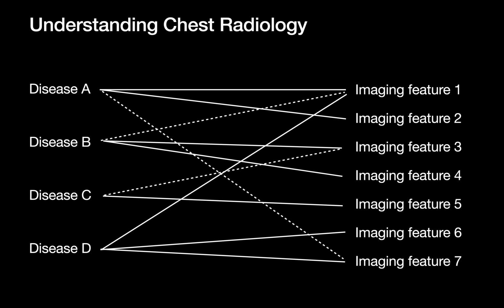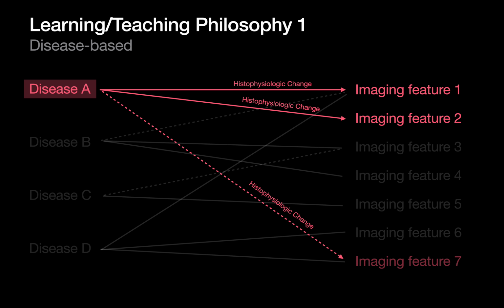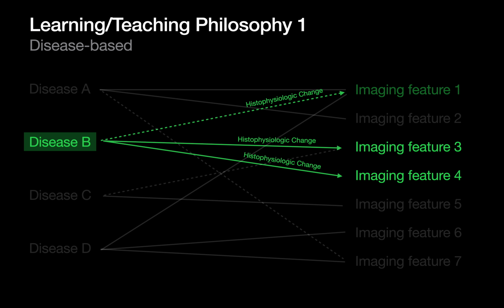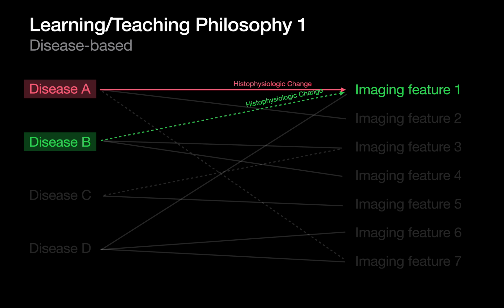The first way is to start with the diseases. Take disease A. We learn all the imaging features disease A can produce. Some of those relationships are really strong, some are weaker. Then on another day, we learn disease B, and we learn its imaging features. And the relationships quickly start to overlap.